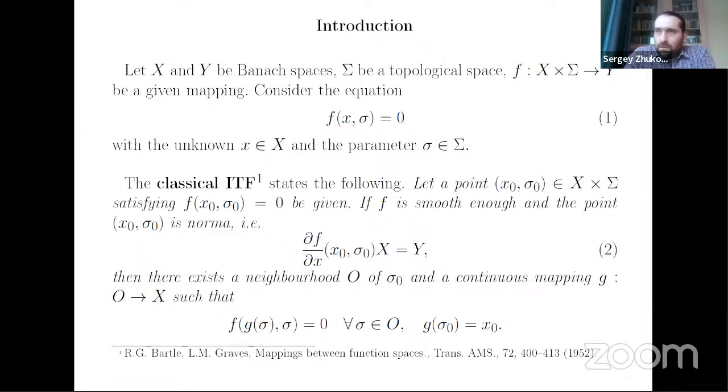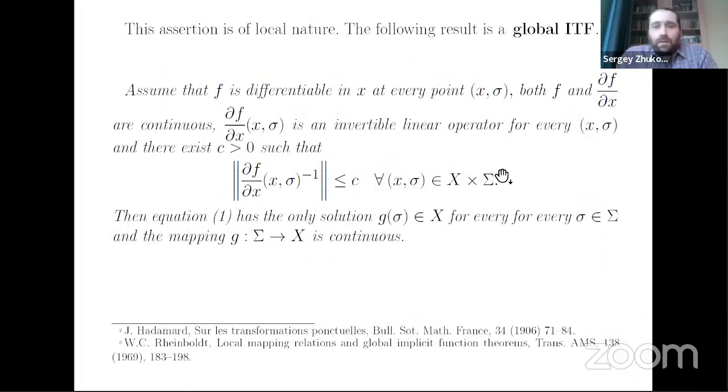Various variants of this result were known at least since the end of the 19th century for Banach spaces. This theorem was proved in the paper by Bartle and Graves. This assertion is of local nature, namely, the domain of this implicit function is a neighborhood of sigma 0. In the following theorem, the domain of the implicit function is the entire space of parameters.